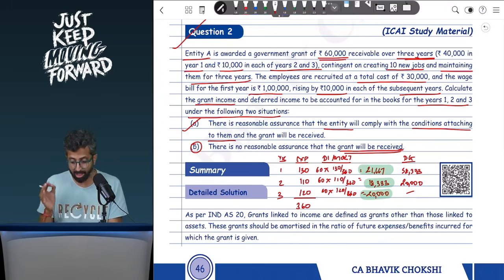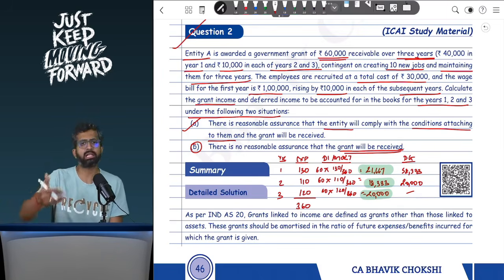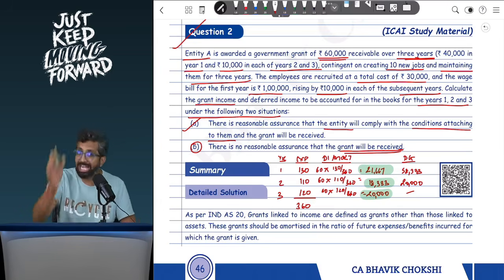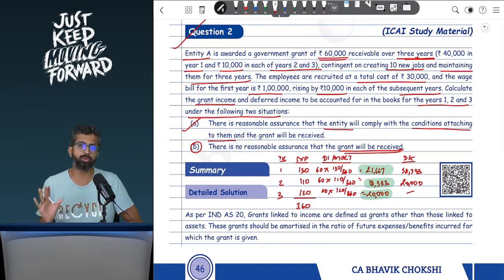So ideally, if there is no reasonable assurance that the grant will be received, you will do nothing till that grant is actually received, and once the grant is actually received, that is when you will do the accounting. So let us say in the first year 40,000 is received. So ideally your deferred grant balance will be only 40,000 in the first year, and your amortization, I'll again repeat, should be based on 40,000 only.